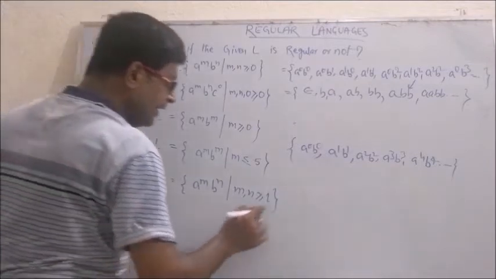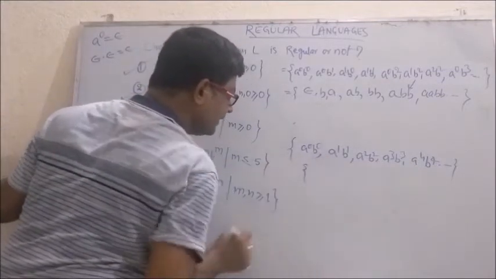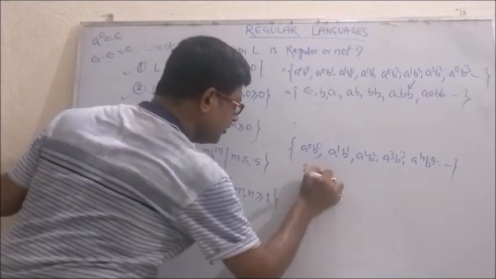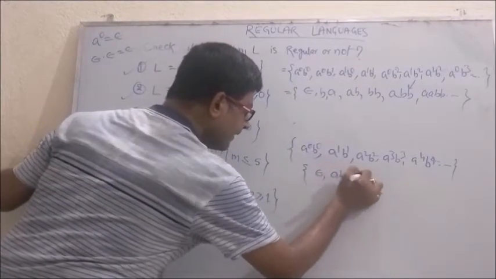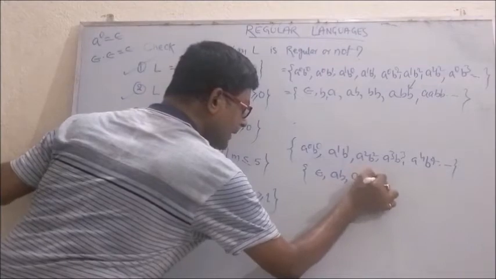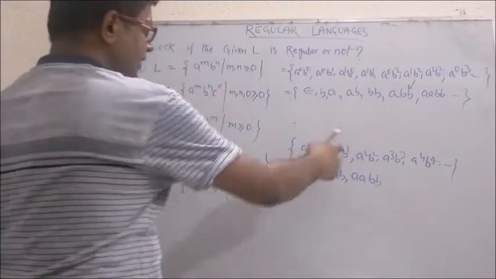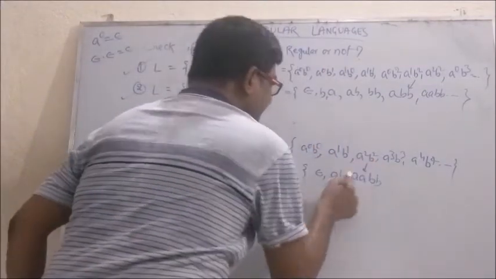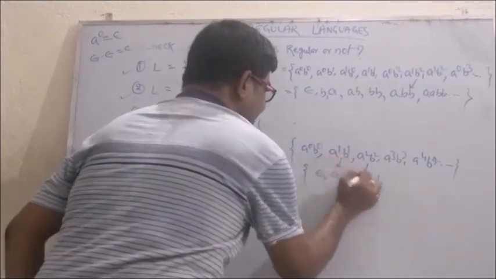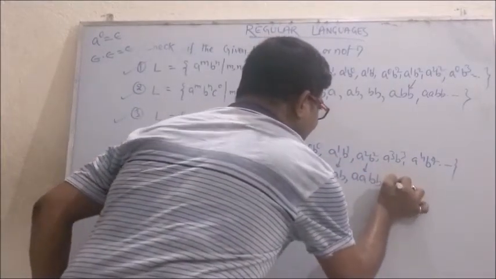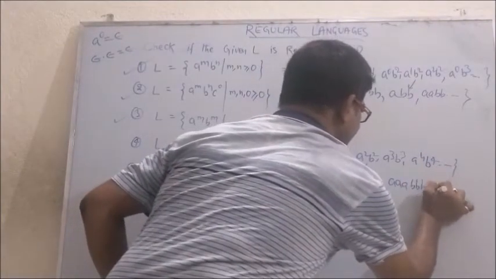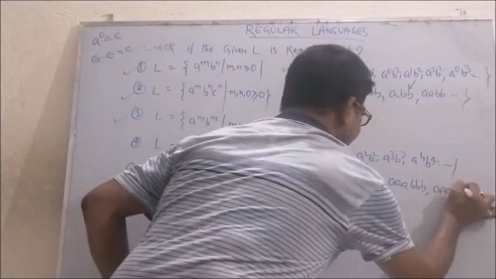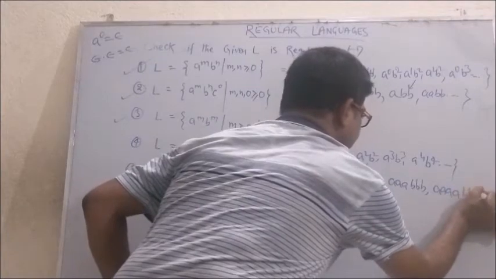Now, finally we will get the string as epsilon only. For this I will get epsilon, A B B. From here I will get A B B. From here I will get A B. From here I will get A B B B. From here I will get A B B B.